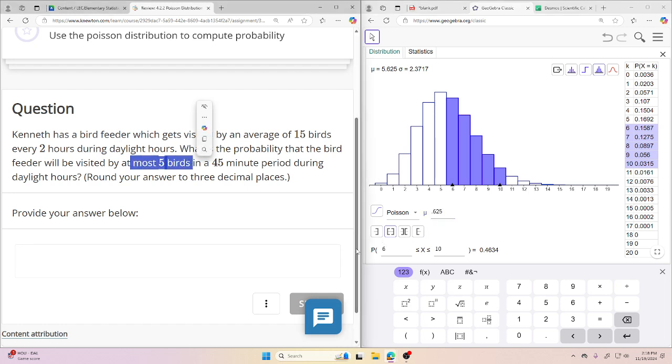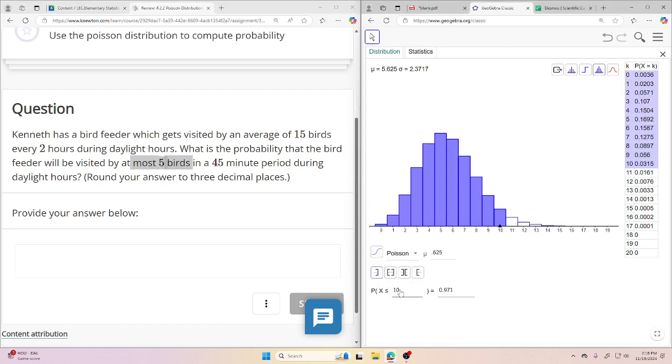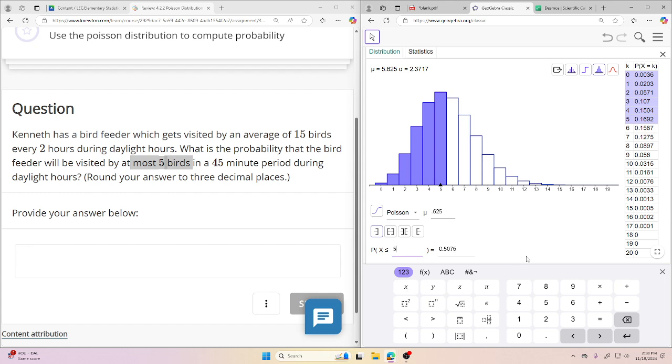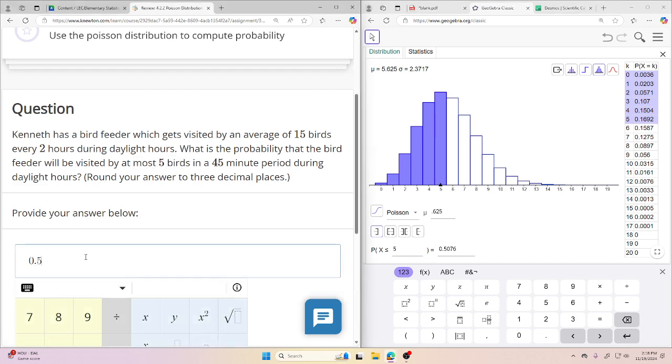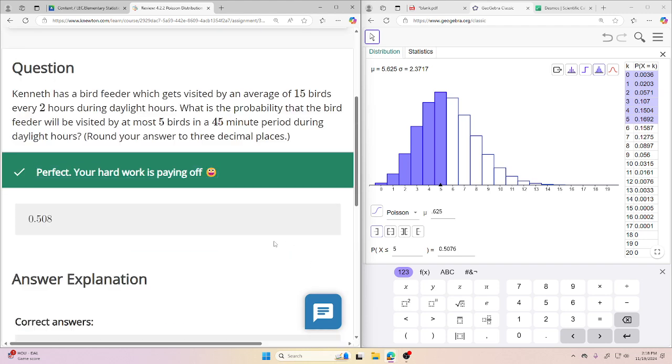So at most 5 birds. At most, that means that's the most. We don't want any more than 5 birds. 6 birds is too much, right? 5 is the most, and so I got that much. And there we go. 5.08 rounded. There we go.